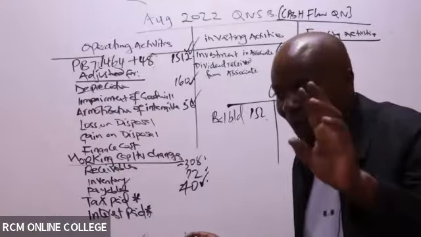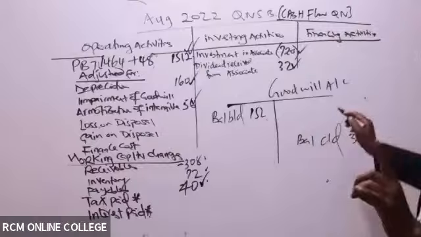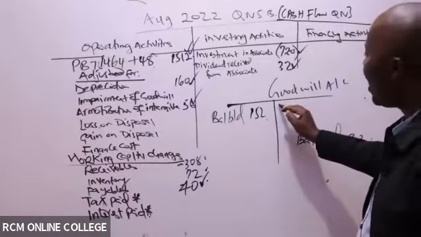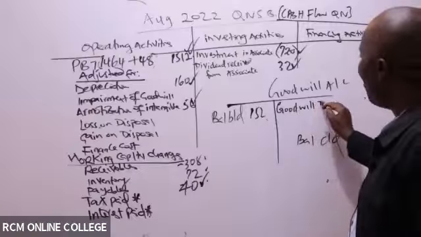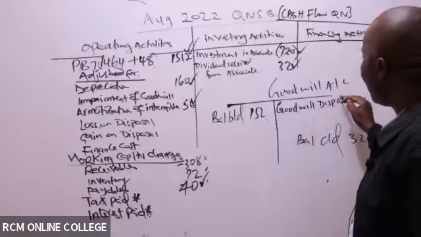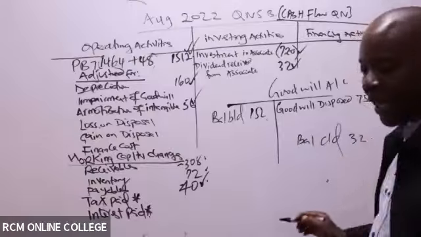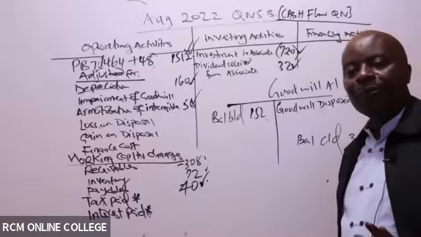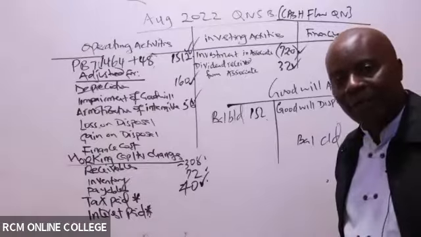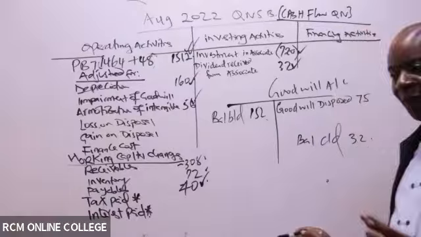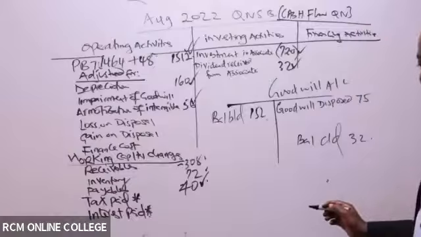100 and what? No, 75. If you remember very well, in this case here we have goodwill disposed. Goodwill disposed, in this case here, is 75. Is that okay, ladies and gentlemen? Goodwill disposed is 75. You remember that account that you have just done up there.